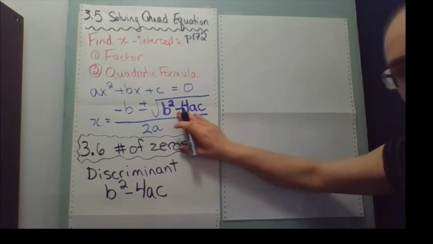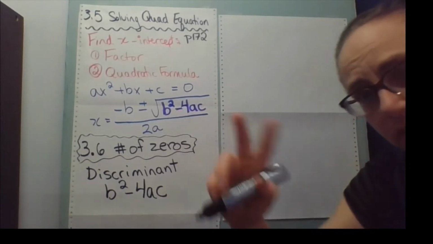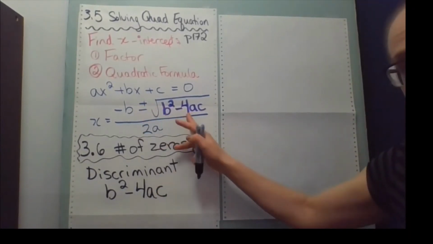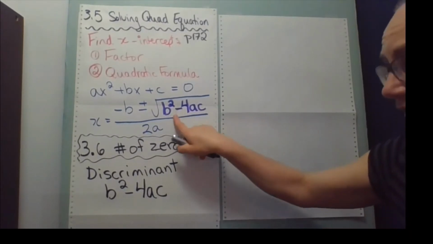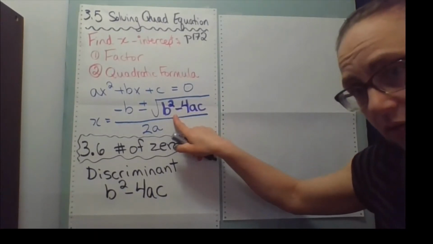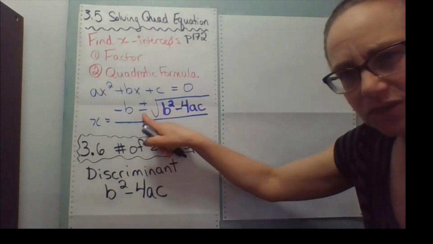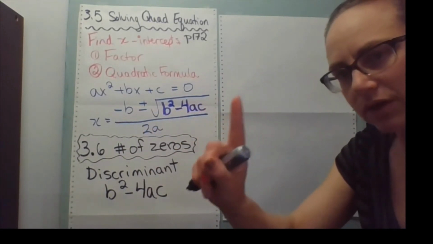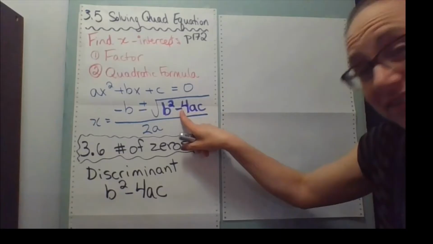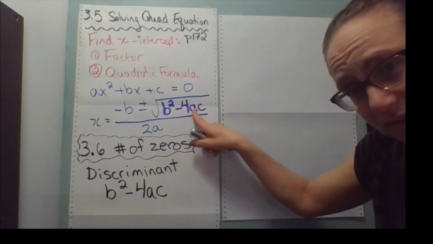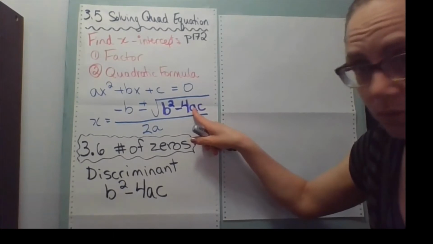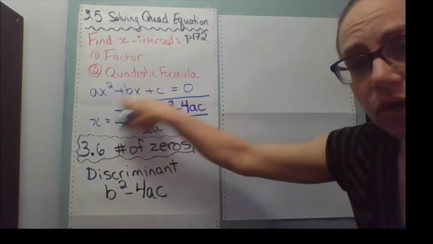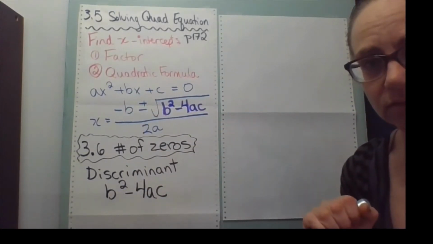So if I'm taking the square root of a positive number, I'll get two answers because I'm going to plus or minus a number. If what's underneath the square root is a 0, well, it doesn't matter if I add or subtract it, I'm going to still end up with one number. So if this is 0, I'm only going to have one answer. And if it's negative, well, can we take the square root of a negative number? No. So then I will have no answers. Okay.